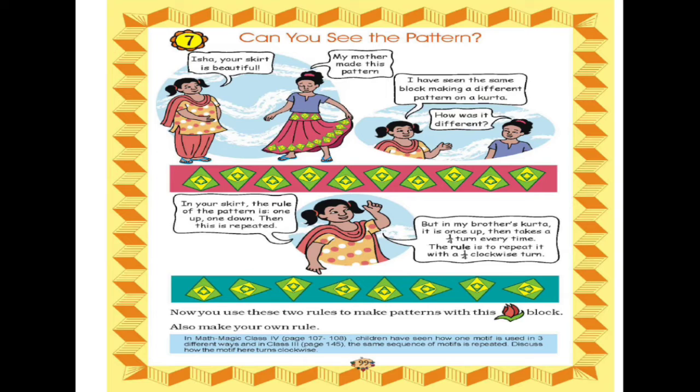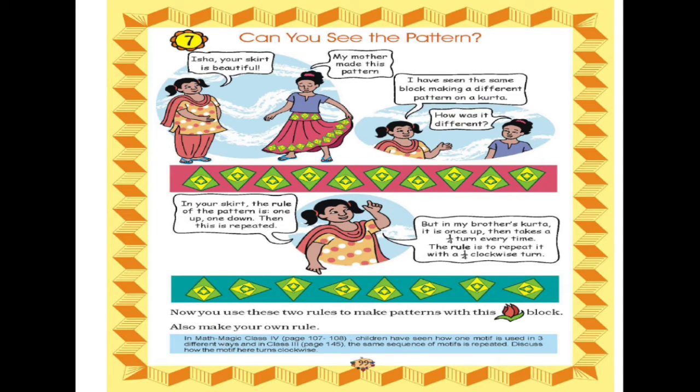Isha, your skirt is beautiful. Now one girl is saying that Isha, your skirt is very beautiful. Then Isha said, my mother made this pattern. The girl said, I have seen the same block making a different pattern on a kurta. Isha said, how was it different? The girl again said that she has seen the same design, same blocks with different pattern on different kurta. So Isha is saying, how was it different?